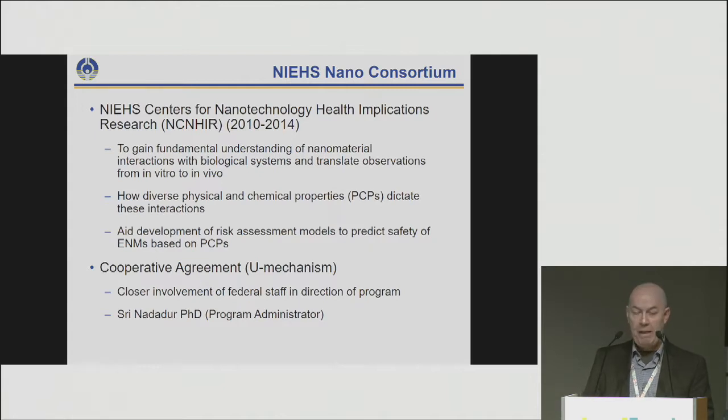The difference this time was that it was a different kind of mechanism for funding. This was a U mechanism. What that does is it allows much closer involvement of the federal staff involved in funding the research with the actual grantees. Normally, there's a lot of separation and not a lot of control. You basically let the grantee work through their projects with very little involvement of federal staff. The U mechanism allows a lot closer involvement and the creation of a consortia.